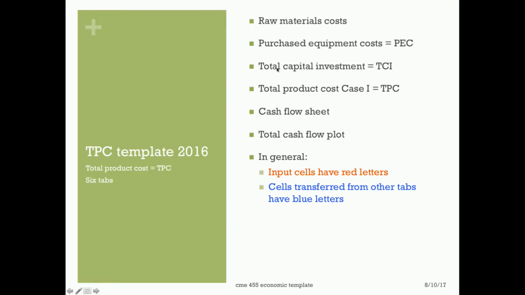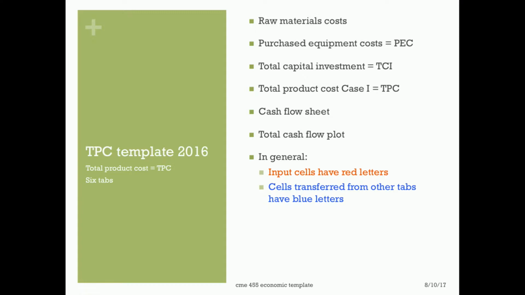What do we have to buy physically that we can depreciate to put this plant together? We then generate the total product cost, which is both operating costs and capital costs rolled into one number. We can generate a cash flow sheet that shows you when investments need to be made and when we're going to get money out of the process. This can then be turned into total cash flow plots, which we will use to make decisions.